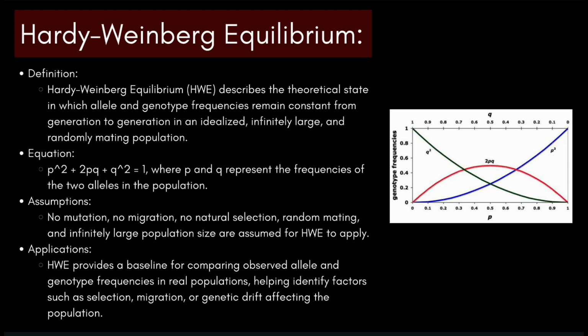First off, let's go ahead and discuss the Hardy-Weinberg Equilibrium. The Hardy-Weinberg Equilibrium describes the theoretical state in which allele and genotype frequencies remain constant from generation to generation in an idealized, infinitely large, and randomly mating population. The main equation for Hardy-Weinberg is p squared plus 2pq plus q squared equals 1, where p and q represent the frequencies of the two alleles in the population.